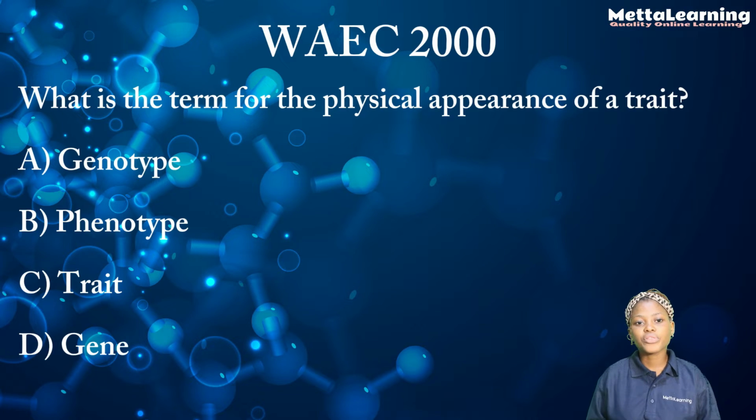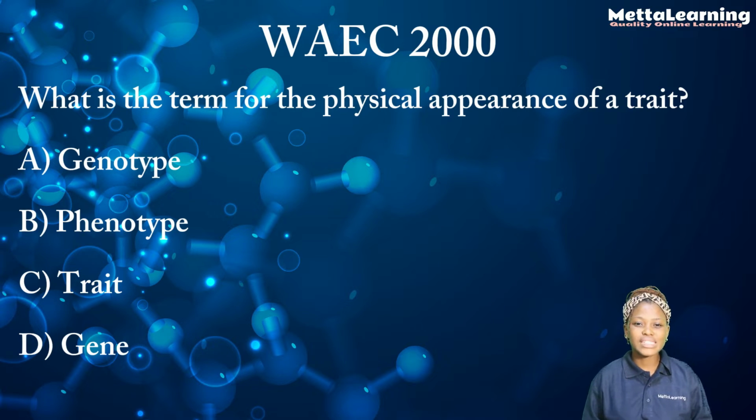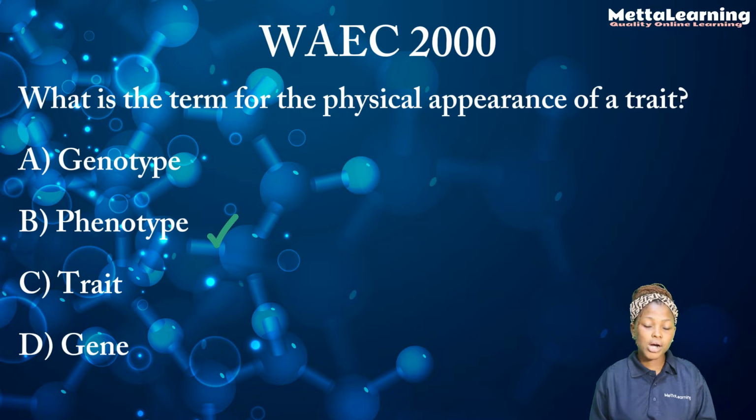2000, objective question 20. What is the term for the physical appearance of a trait? Option A, genotype. Option B, phenotype. Option C, traits. Option D, gene. Phenotype is the correct answer. Option B.